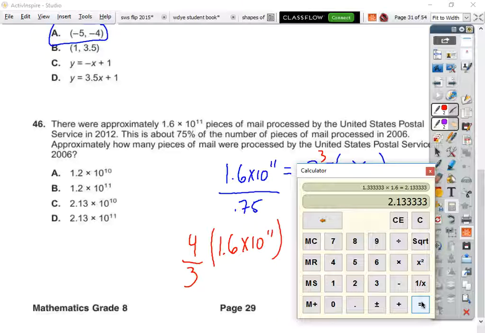Yeah, the answer is D. That is the only possible answer. It is the only one that is larger. And using my calculator, so what I just did is I did 4/3 times 1.6.